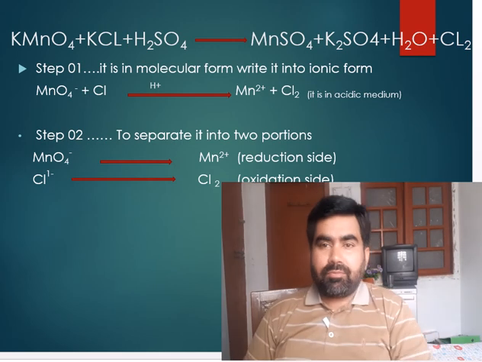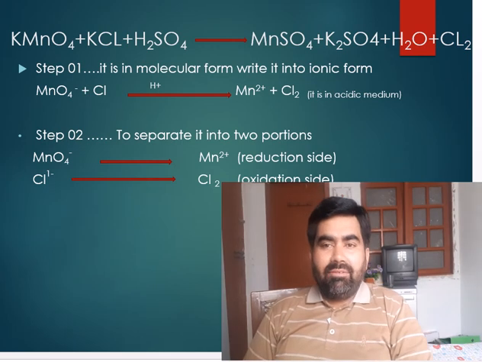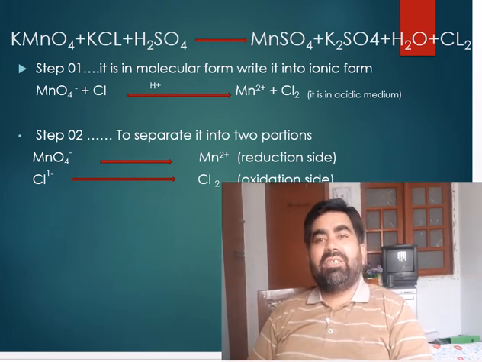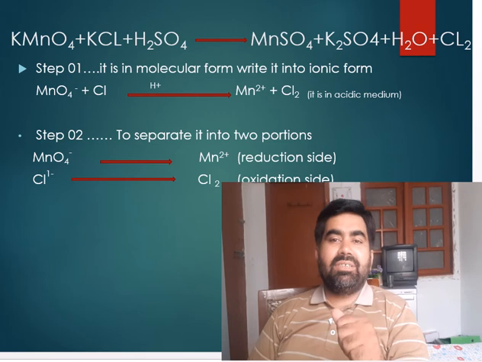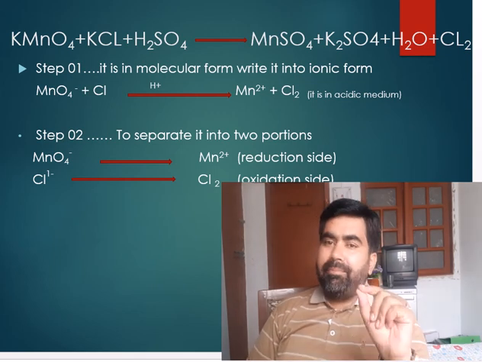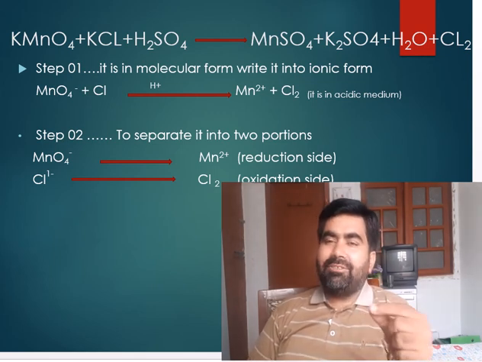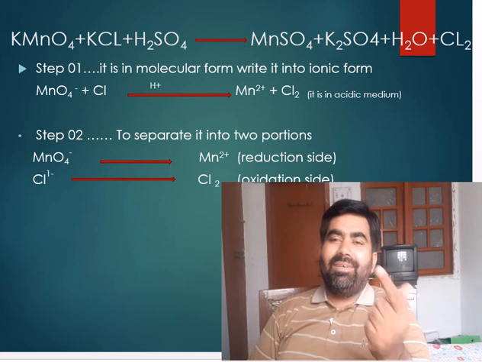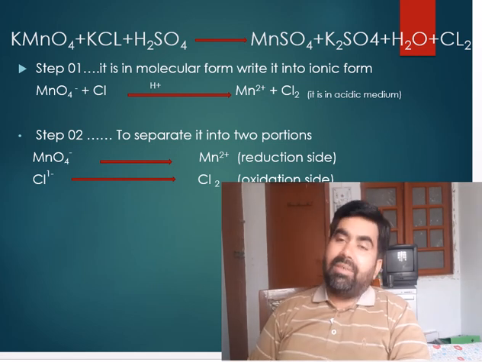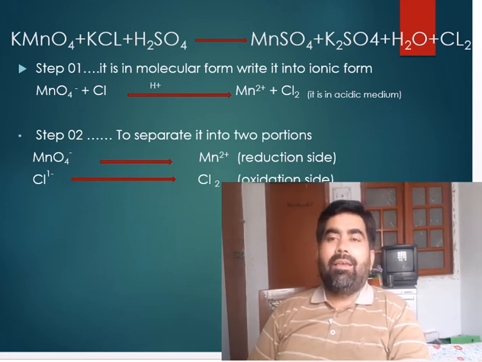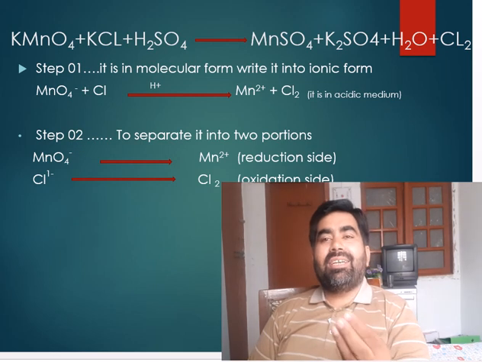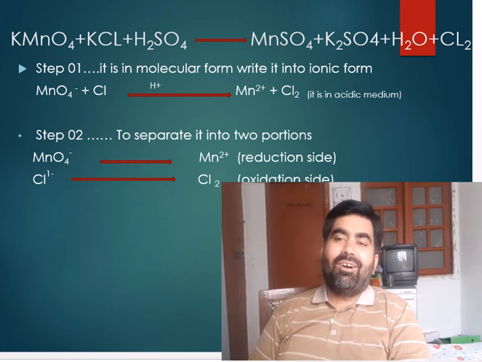Step 2. We have to separate this into two portions, meaning we have to identify the reduction and oxidation sides of the equation. We are observing that manganese oxide is going to make manganese. It means to say there is removal of oxygen, so this is the reduction side. And here a chlorine ion is going to produce a chlorine molecule, so this is the oxidation side.